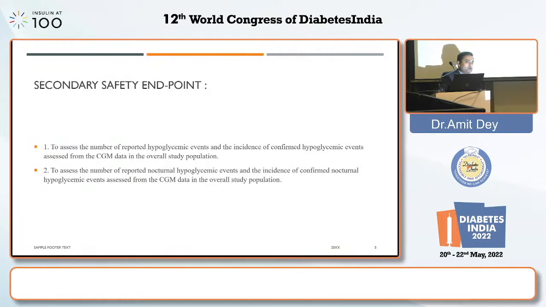And when we assess the safety of the molecule, these are the 2 parameters that we can look at. One is to first assess the number of reported hypoglycemic events. That's when the patient reports to you that they've had a hypoglycemic event, so that gets documented. And also we look at the incidence of confirmed hypoglycemic events from the 14-day CGM that you're doing for your patient. And the same we can do for nocturnal hypoglycemic events as well, because we're talking about a premixed insulin here. So these are the 2 safety endpoints that we can look at after collating the data.